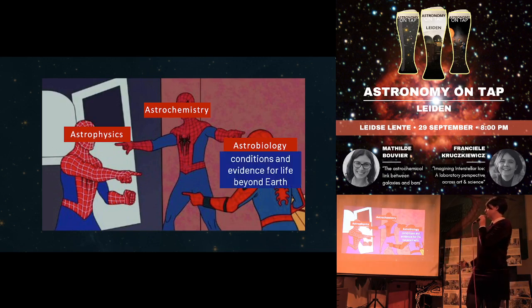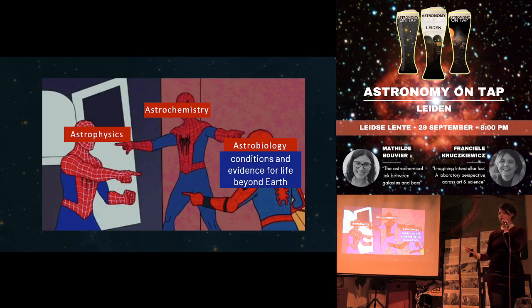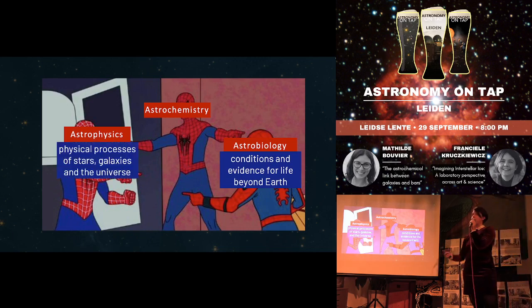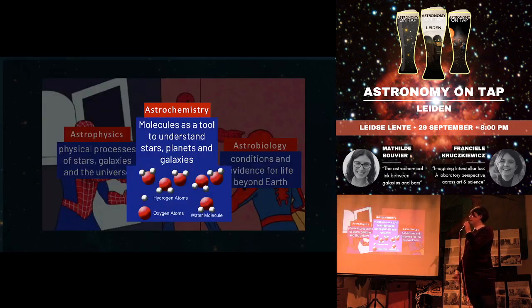Astrobiology is basically the study of the conditions and the evidence for life beyond Earth. When we talk about astrophysics, we are studying the physical processes of stars and galaxies in the universe. Astrochemistry is a bit similar, and of course these fields have overlaps and intersections, but astrochemistry specifically uses molecules as a tool to understand stars, planets, and galaxies.